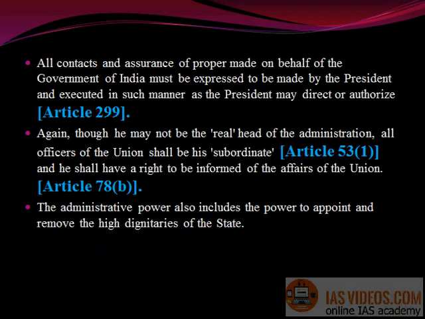All contracts and assurances of property made and executed in such manner as the President may direct or authorize. Article 299. Again, though he may not be the real head of the administration, all officers of the Union shall be his subordinate. Article 53(1). And he shall have a right to be informed of the affairs of the Union.